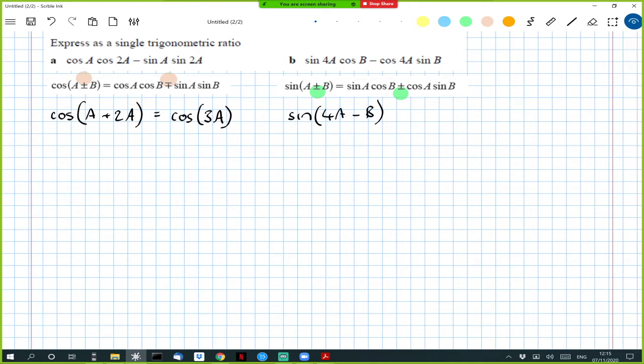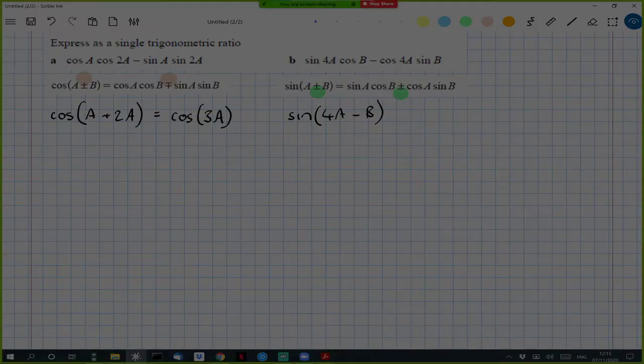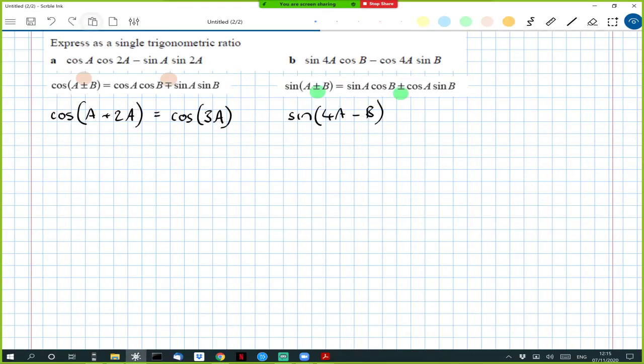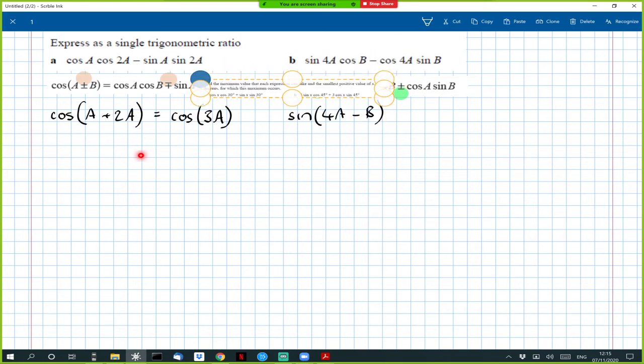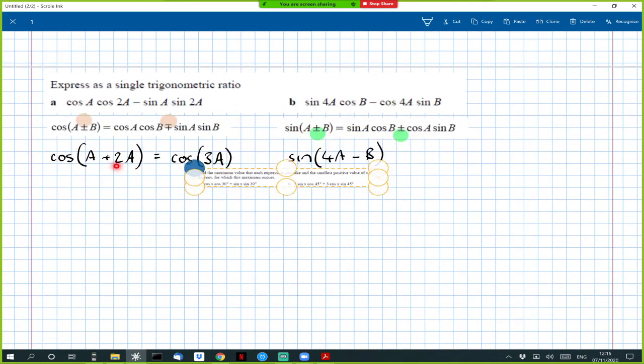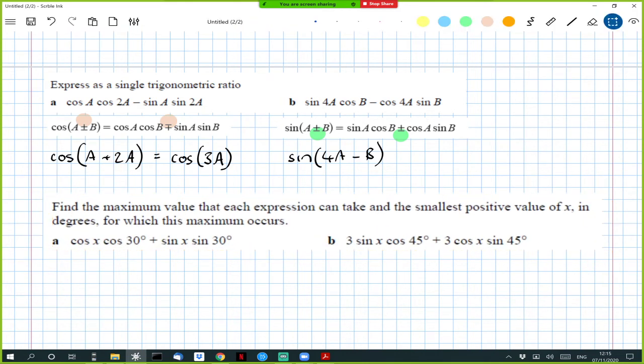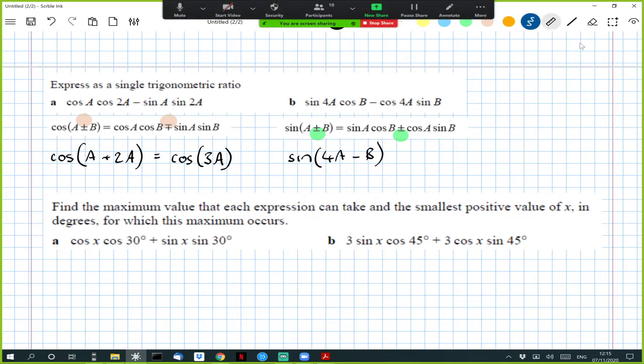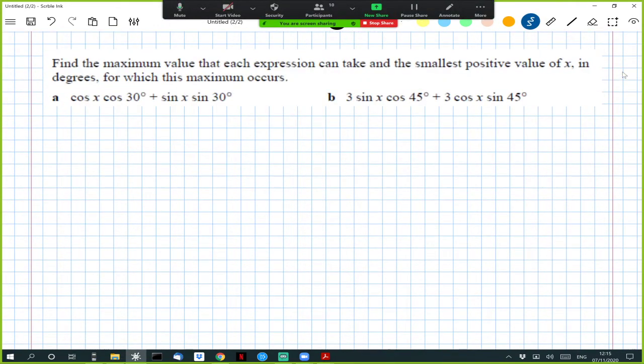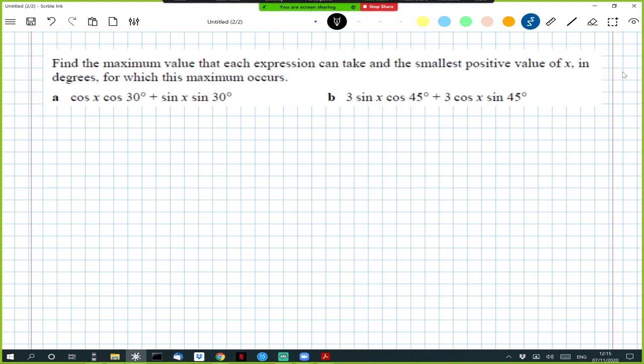Right, let's try another one, and just develop on the types of problem that we could be asked with this. Another type of question that could be asked is something like this. So again, it's taking the expanded version and working back to a compound angle. So find the maximum value each expression can take and the smallest positive value of x in degrees for which the maximum occurs.